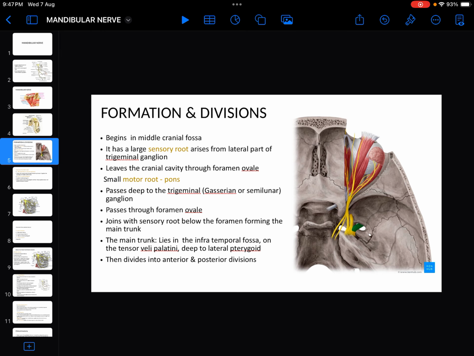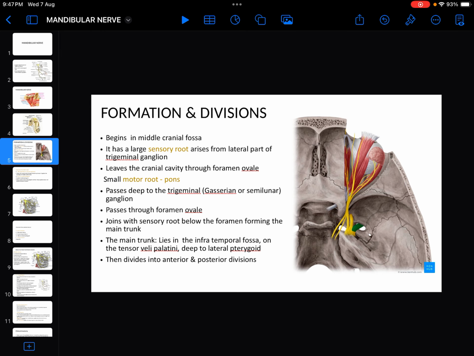And it has a small motor root also. The motor root arises from the pons and lies deep to the trigeminal ganglion. And the motor root also passes through the foramen ovale to join the sensory root just below the foramen ovale in the infratemporal fossa, thus forming the main trunk.